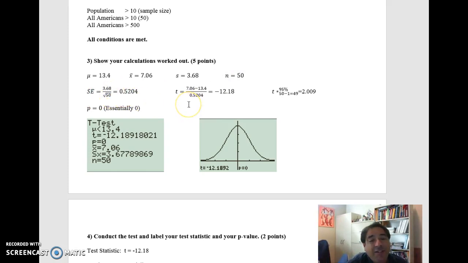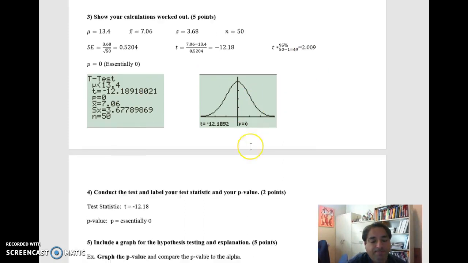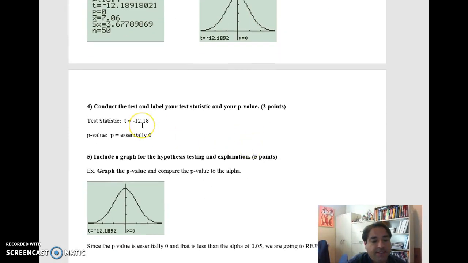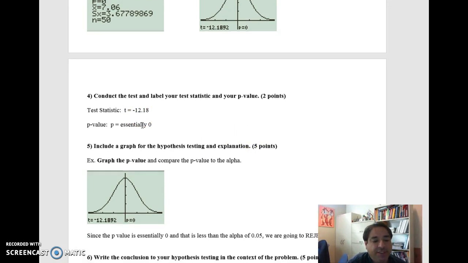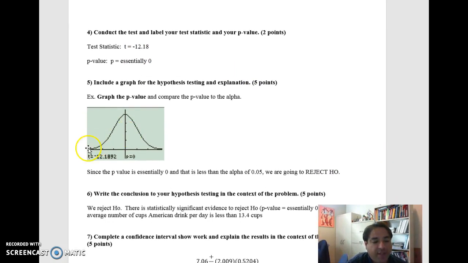My t was very, very large, -12, which would be way, way down here, which caused the p-value of essentially 0. My t-star, I used 95% and an n about 49 to get a t-star of 2.009. And here's from the calculator. And my test statistic, again, is -12.18. My p-value is essentially 0. If there's a graph, my p-value would be down here, but it's so small you don't see it.